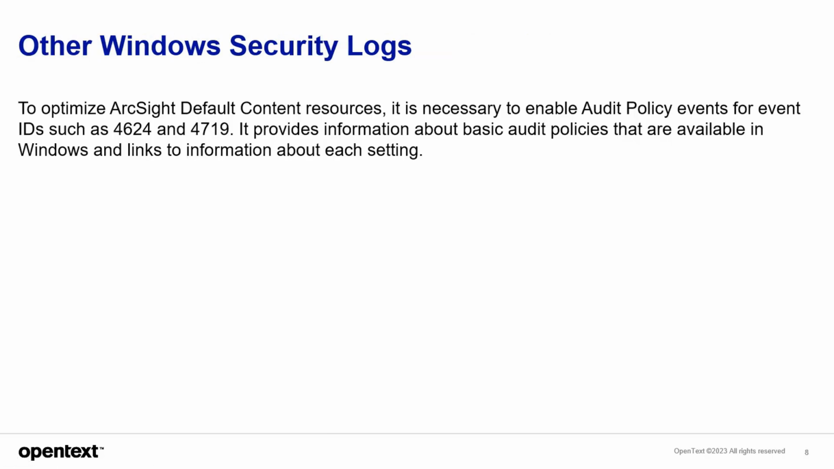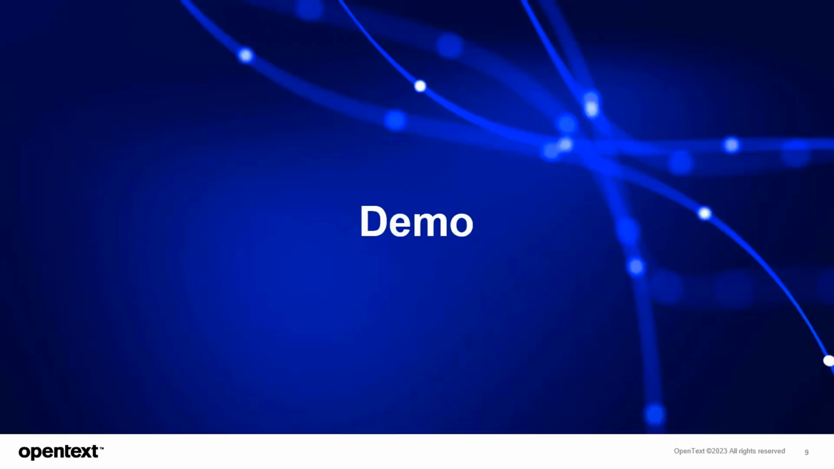The next would be other Windows security logs that we have to enable. In order to optimize ArcSight default content resources, it is necessary to enable audit policy events for event IDs such as 4624 and 4719. It provides information about basic audit policies that are available in Windows and links to information about each setting. I'll show a quick demo on how to enable it.